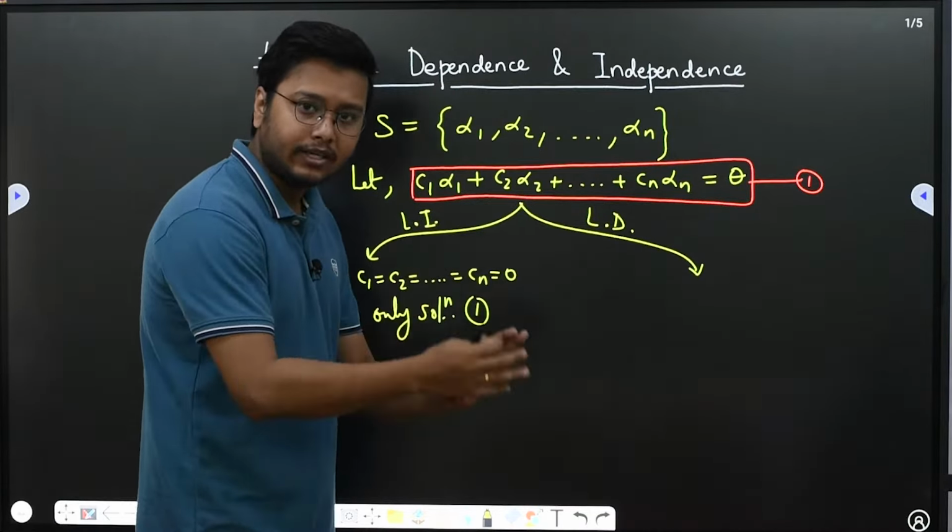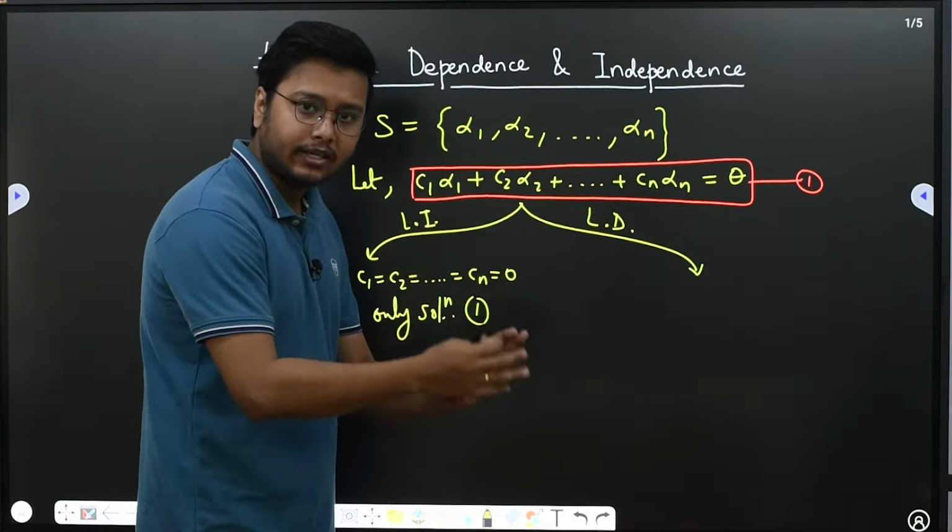Now just putting the values of alpha 1, alpha 2, alpha 3, this would turn out to be C1 alpha 1 is 2 1 1, C2 alpha 2 is 1 2 2, C3 alpha 3 is 1 1 1, and in R3, theta belongs to R3 obviously, so the theta null element is basically 0 0 0. So you can see I can form three equations from here. Multiplying C1 with the first x coordinate, C2 with the x coordinate, C3 with the x coordinate, the first equation would be 2C1 plus C2 plus C3 equals 0.